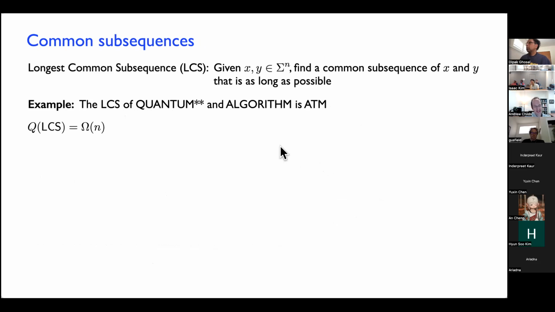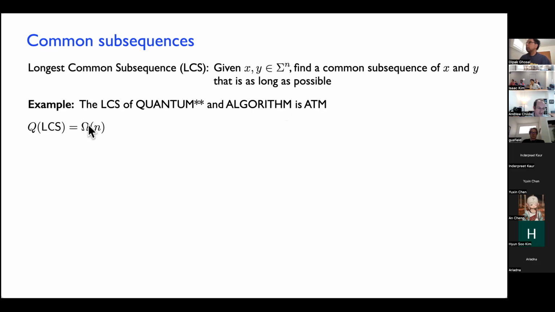So that's kind of the problem in general. We want to find the longest common subsequence. It's a classic problem to give as a homework exercise in an algorithms course. And we want to know what we can say quantum mechanically. But for the full problem, it's just not so interesting quantumly, because the quantum query complexity is just linear.